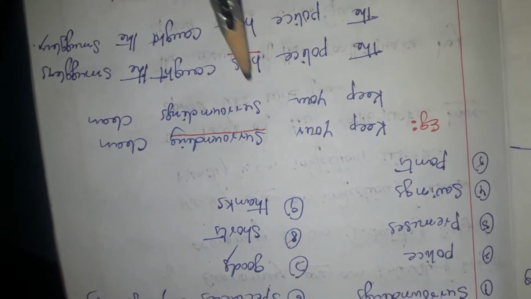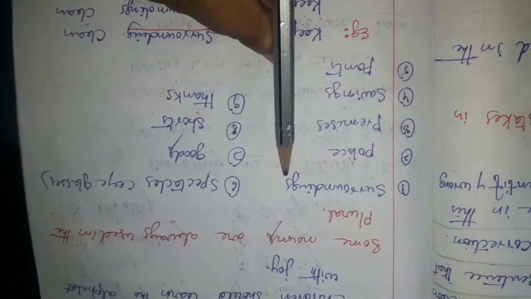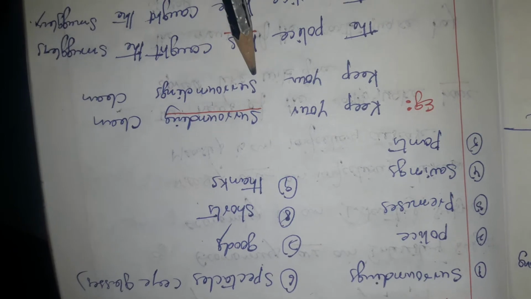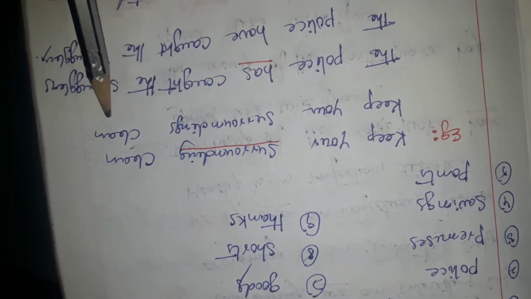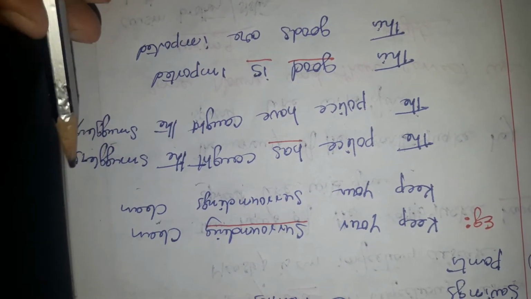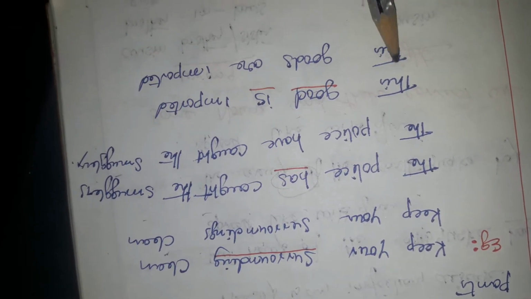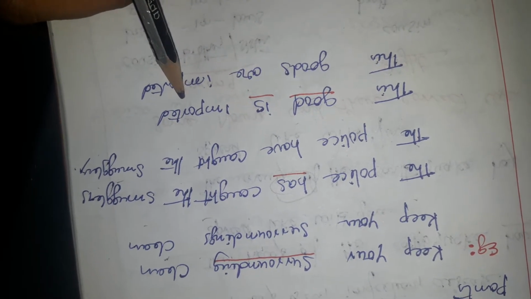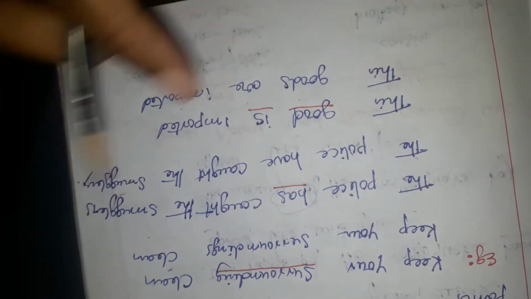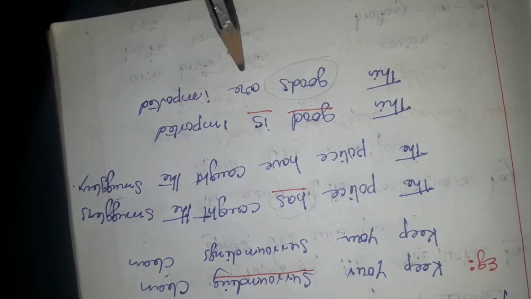Here are some examples. Keep your surrounding clean. So it is not surrounding. As I told you, these are plural nouns. It's surroundings. Keep your surroundings clean. The police has caught the smuggler. So it is, the police have caught the smuggler. The good is imported. It's not good. These goods are imported.